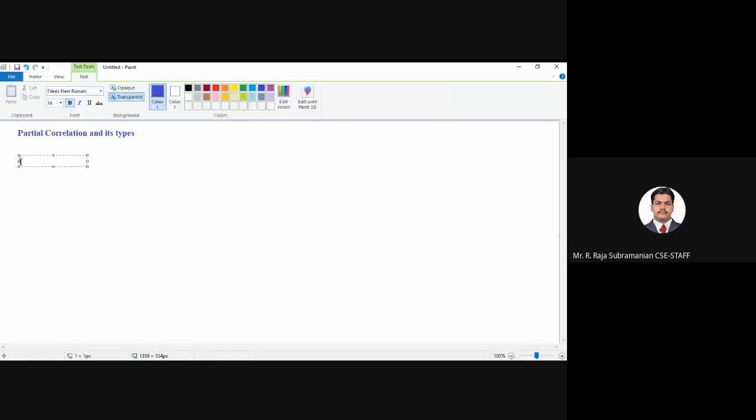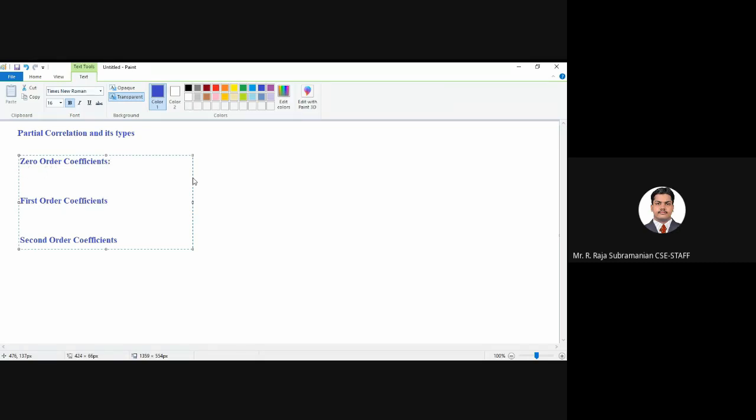So this partial correlation can be considered in three ways. One is zero order coefficients or correlation coefficient. Second is first order correlation coefficient. Next is second order coefficients, and it depends upon the number of independent variables actually. Right, let us see with an example what each of those particular terms is and how they are actually going to have an impact on the dependent variable.